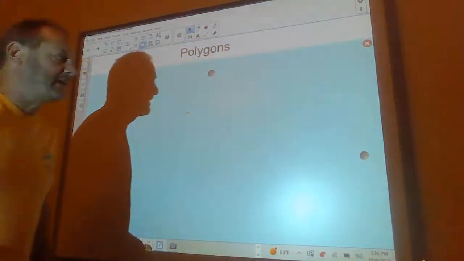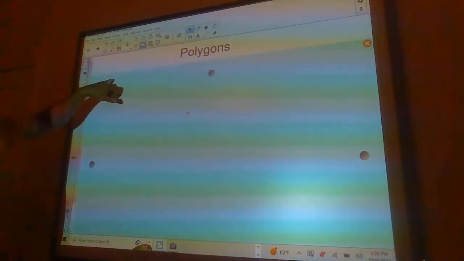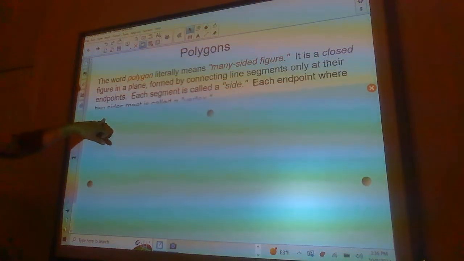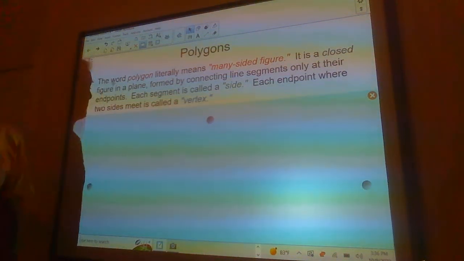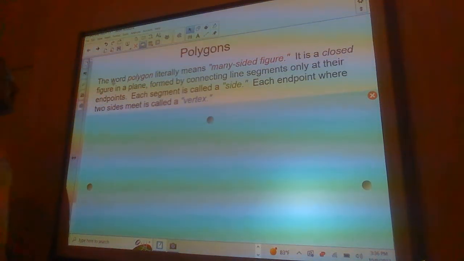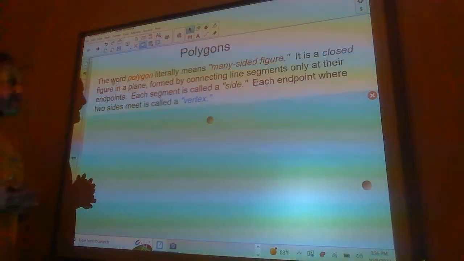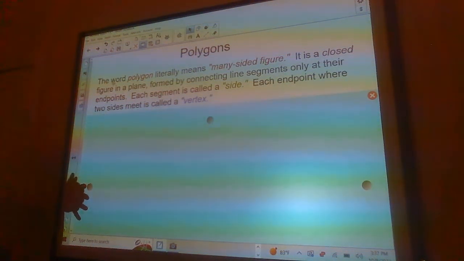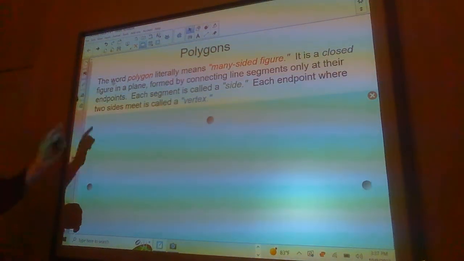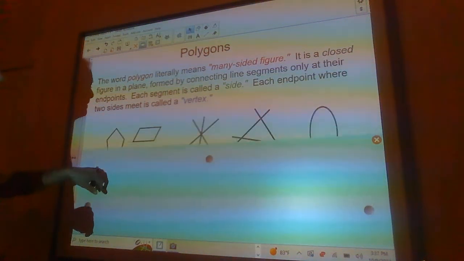Hello, everybody. Today we're going to talk about polygons. So the word polygon literally means many-sided figure. Poly means many. Okay, it is a closed figure in a plane formed by connecting line segments only at their endpoints. Each segment is called a side, and each endpoint where the two sides meet is called a vertex. You need to know all those terms.